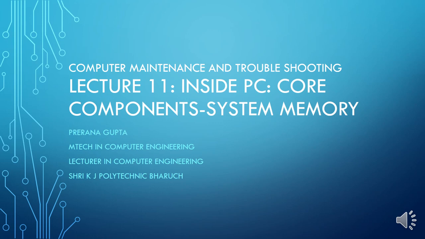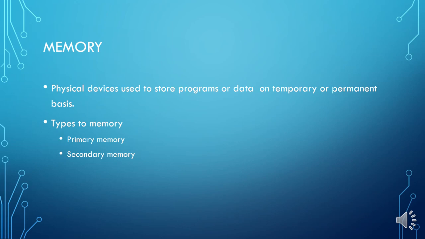Welcome everyone. This is lecture number 11 and this is the last lecture of unit 1, that is inside PC core components, and today we are going to study about system memory. Now, a memory refers to the physical devices used to store programs or data on a temporary or permanent basis. Now there are two types of memory, primary memory and secondary memory.